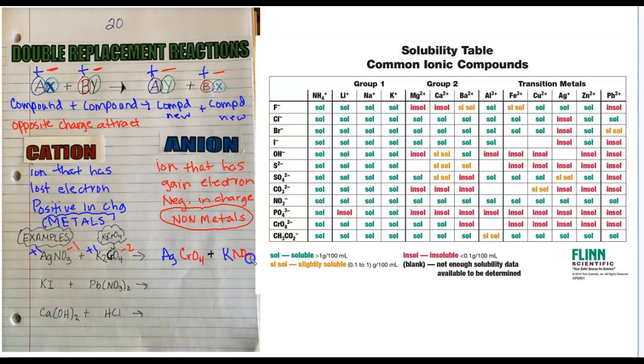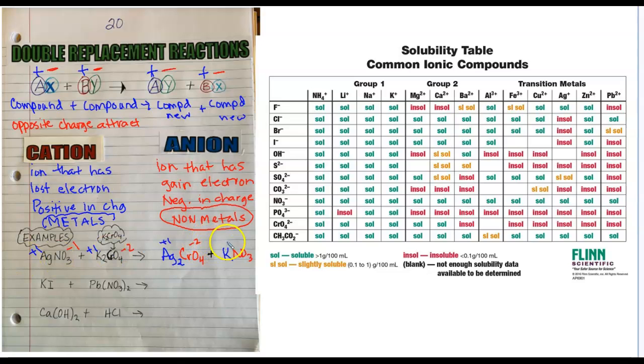Now, we've talked about multiple times not taking the charges or the subscripts with them. That subscript is to balance that compound. Now I'm going to go back and look at my charges to see if I need subscripts. Silver is a +1. We said that chromate was a -2. That means I am going to need a subscript of a 2.